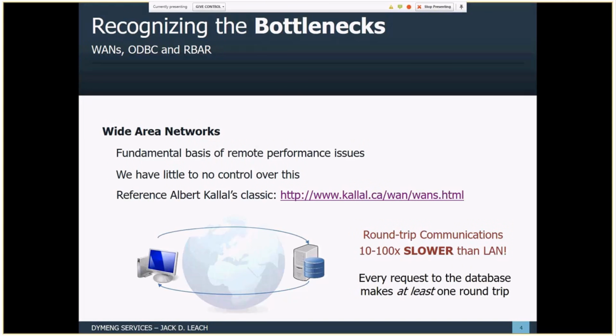But the takeaway from that is that for every request we make to the database, it makes at least one round trip circuit in order to leave us, get to the server, and get back to us. And those round-trip communications are anywhere from 10 to 100 times slower than what we typically see over a LAN. So if you're used to working with Access on a standard client-server setup within a local area network, there is a very significant performance hit when we start working with something remote like a SQL Azure backend.